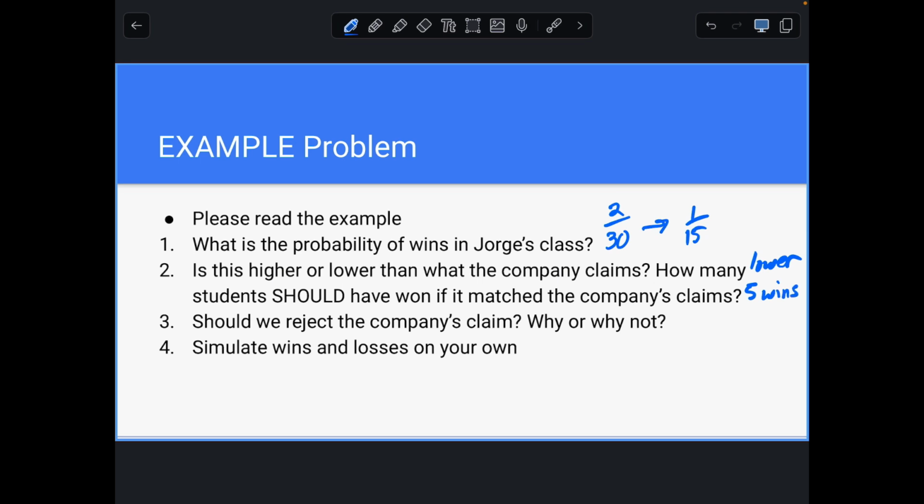Okay, so based off of this information, should we reject the company's claim? Why or why not? I'll let you decide that, okay? Now we are going to simulate this and decide based off of our information whether or not we should reject the company's claim or believe that they are telling the truth or not.